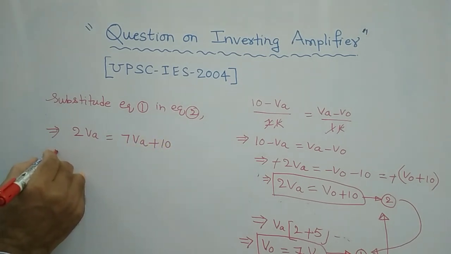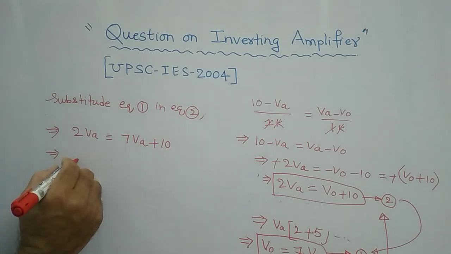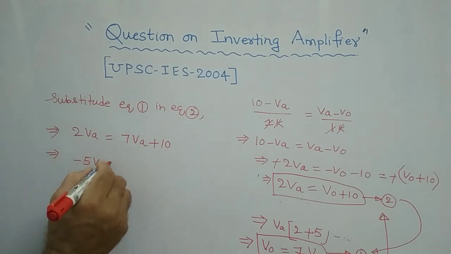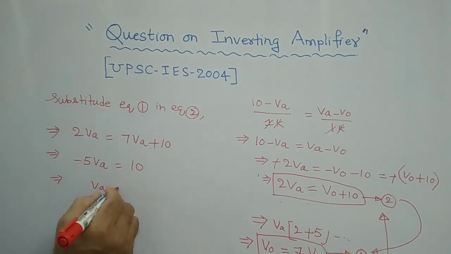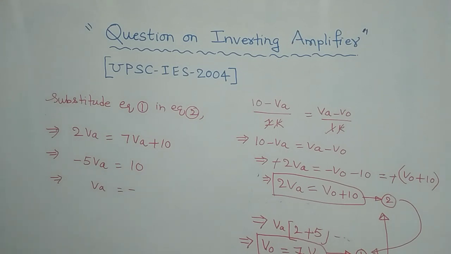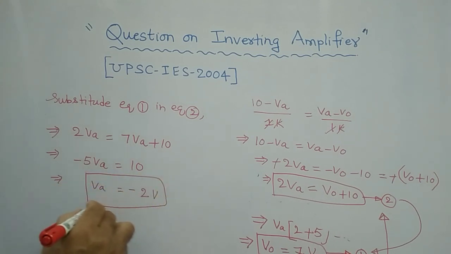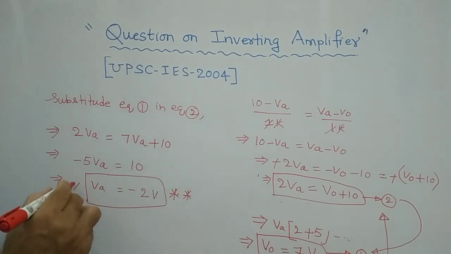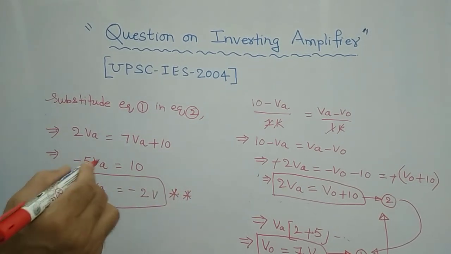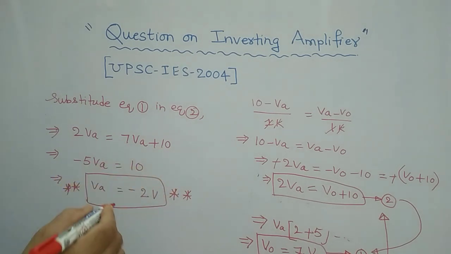Bring 7 VA to the left side, 2 minus 7, then definitely it is minus 5 VA is equal to 10. Therefore, VA is equal to minus 2 volts. VA is equal to minus 2 volts. Means we have obtained the nodal voltage, whatever we initially assumed as VA, that nodal voltage.